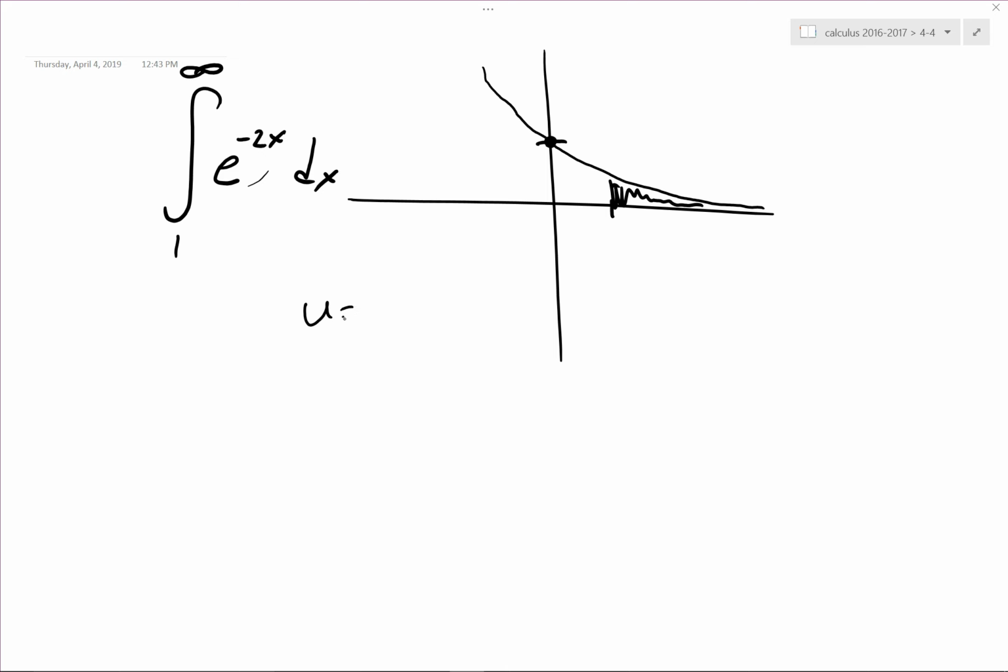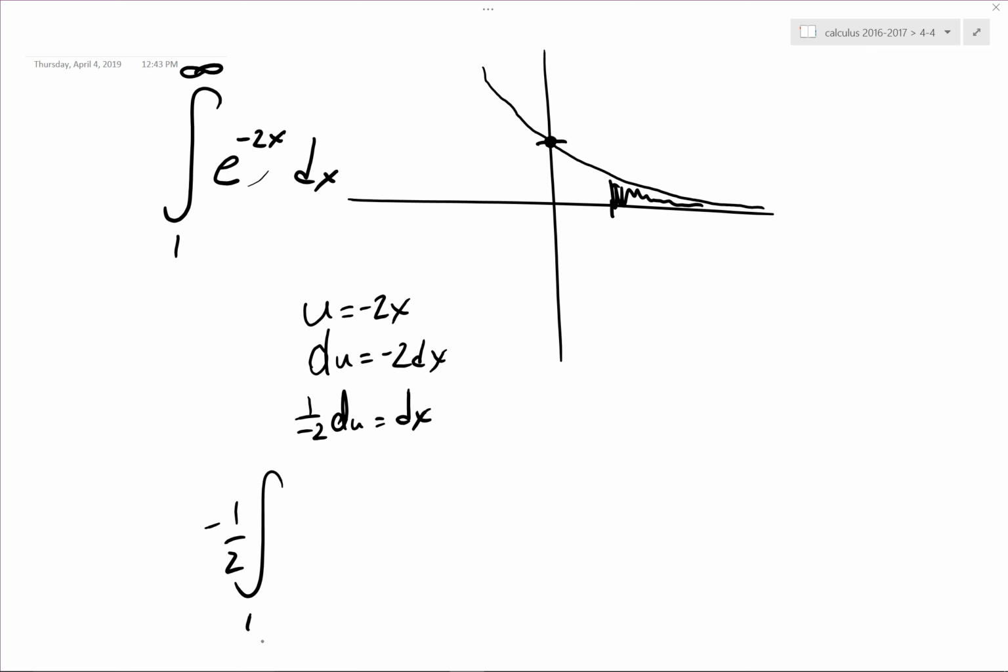I would use u substitution. Then du is equal to negative 2 dx. So in other words, I have negative a half of a du, yes? So now I have negative 1/2 of e to the u du, yes? So what's my answer going to be? Negative 1/2 e to the negative 2x, right? And then let's just evaluate that thing from 1 to infinity.